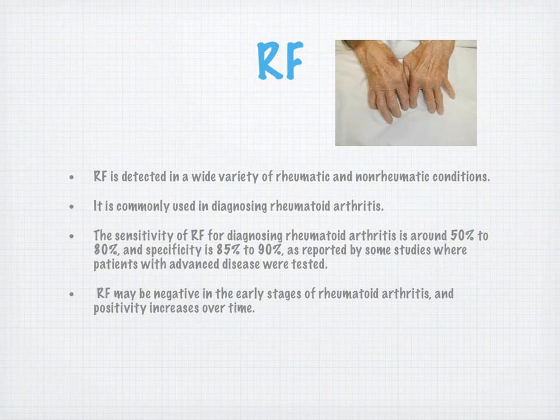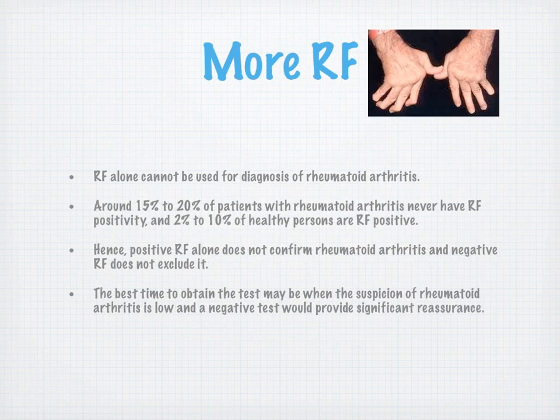The sensitivity for rheumatoid factor in diagnosing rheumatoid arthritis is about 50%, all the way up to 80%, and the specificity is 85 to 90% as reported by some studies, in patients with advanced disease. Rheumatoid factor may be negative in the early stages, however, but the positivity increases over time.